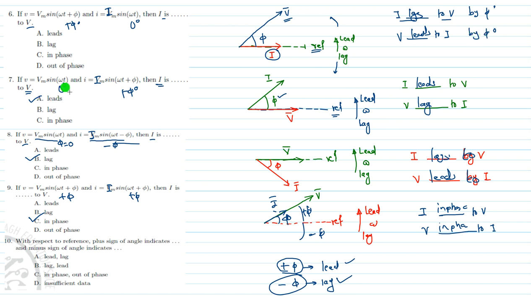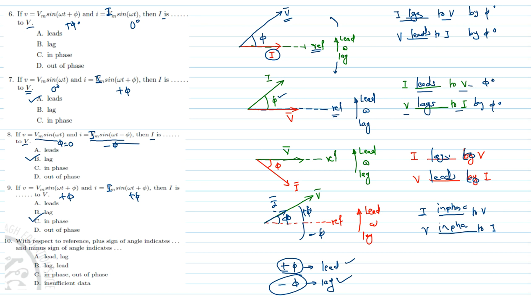Again here you will observe that in this case, V is equal to Vm sin omega t and I is equal to Im sin(omega t plus phi). So the angle of I is phi, whereas the angle of voltage is 0 degree with respect to the reference, and current is plus phi, that is leading the voltage by 5 degree. So you can say that I leads V, and V lags I by 5 degree. Here it is also 5 degree.